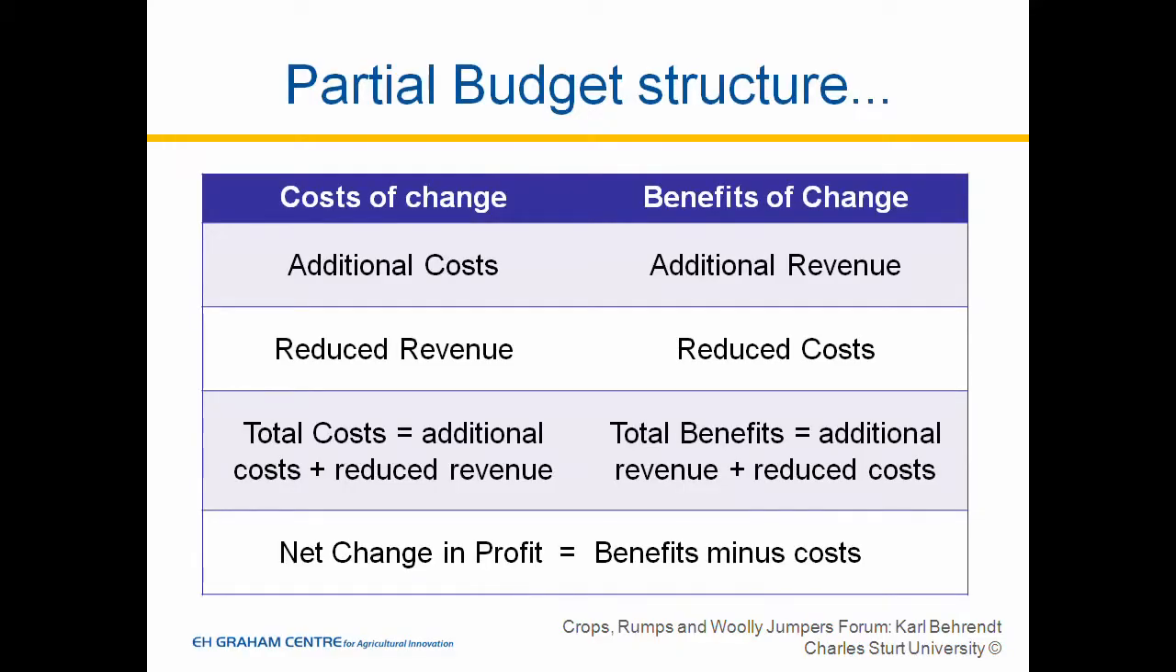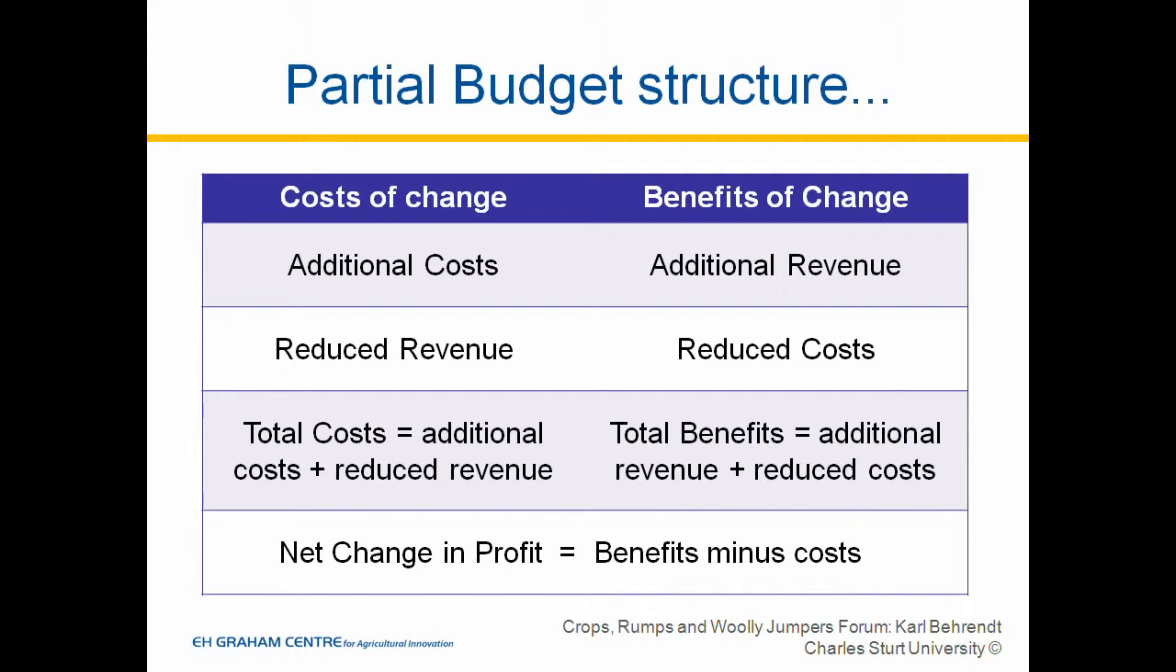On the other side, we want to look at the benefits of the change. So what's our extra revenue? Well, that's a no-brainer. Obviously, you take that into account as soon as you do any sort of analysis. But the other critical thing is, what are our reduced costs? That's a benefit as well. So are we saving something from making this change? And if we take both into account, it allows us to come up with our total costs and our total benefits, and our net profit of the change is the difference between those two.